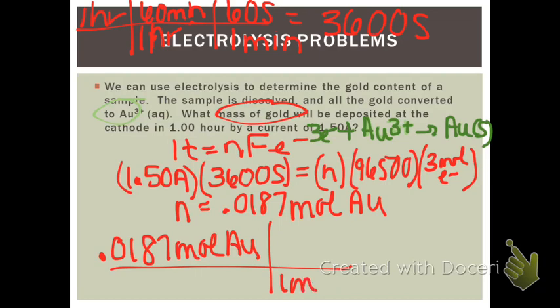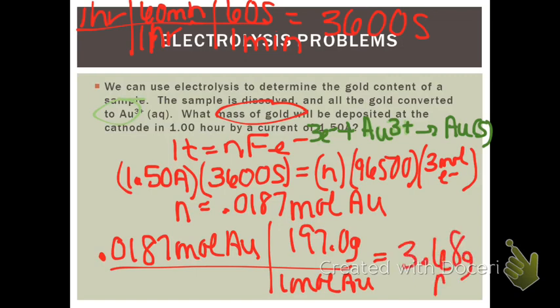Every mole of gold is 197.0 grams. And in the end, I get 3.68 grams of gold. And if you're wondering where I got the 197, it's from the periodic table. It's its molar mass.